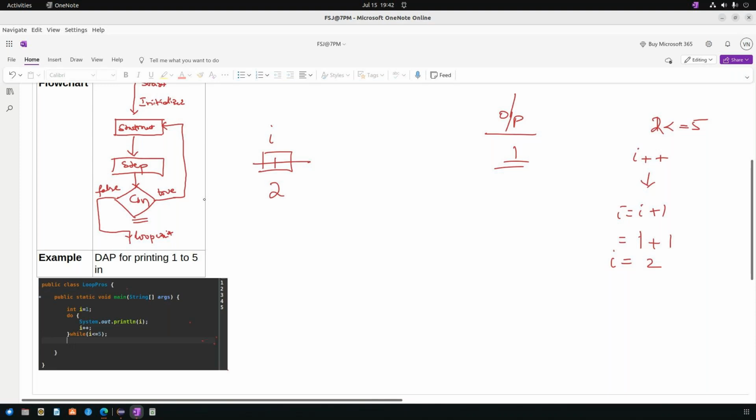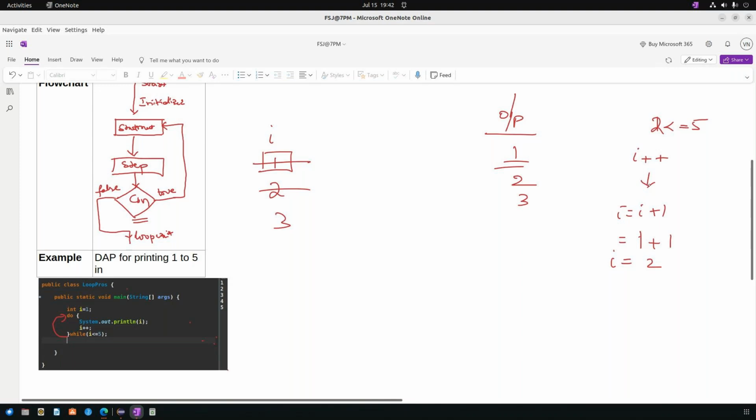2 less than or equal to 5, it is true. Again it goes back here and prints the value 2. Then I plus plus means the I value will be increased by 1 again, so the value here will be 3. The value is 3, and then it prints 3.